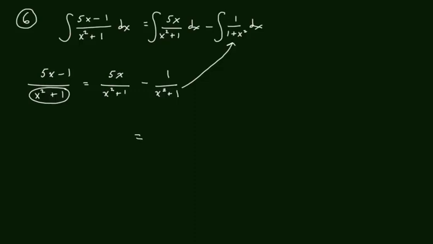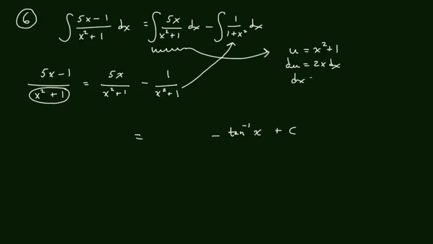So the second half one is easier. Inverse tangent of x plus c. The first one actually is really easy, but don't get confused here. Don't forget what we've learned in the past. u equals x squared plus 1. du is 2x dx. And dx is equal to du over 2x. So we see these x's cancel out, and I have a 5/2.